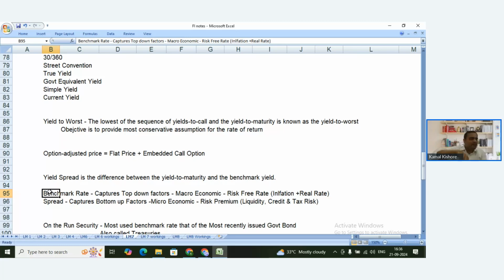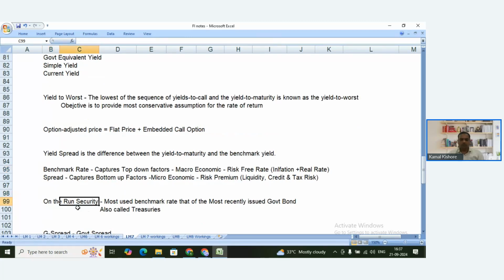The spread, what is the spread? The difference. It captures the risks. What are the risks? Your liquidity, credit, and various risks are there. Your book is talking about these three. It captures the bottom up. What is the bottom up? At the base level, what are the risks? Your credit risk is there, depending upon who the issuer is. Liquidity risk is there. The taxation risk is there, whether it is a high tax country or a low tax country, all those things. Basically, we are discussing what the spread is and what the benchmark is made up of.